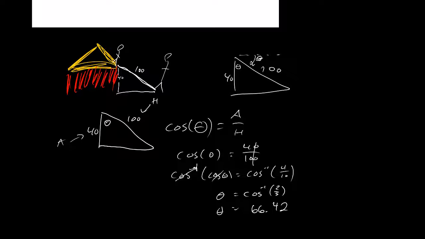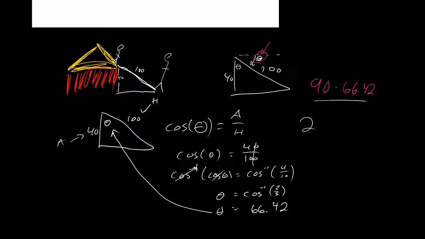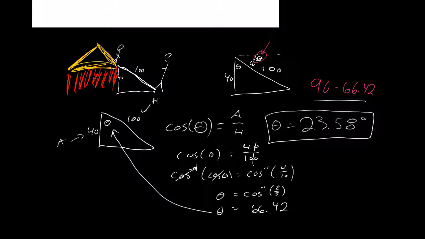Well, I'm not quite done yet, because that is this angle, and I really want this other angle over here. I want that angle. So what do we know? We know that 90 minus our 66.42 is going to give us what we want. So if we do this math out, we have 23.58. The angle of depression is 23.58 degrees. Bada bing, bada boom, and you're done.